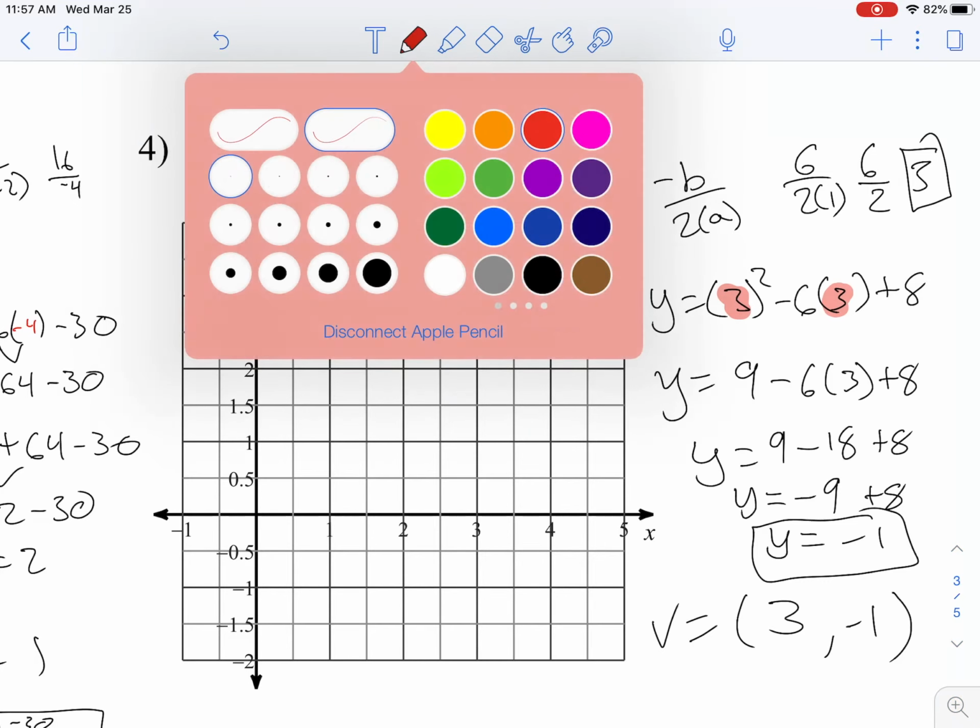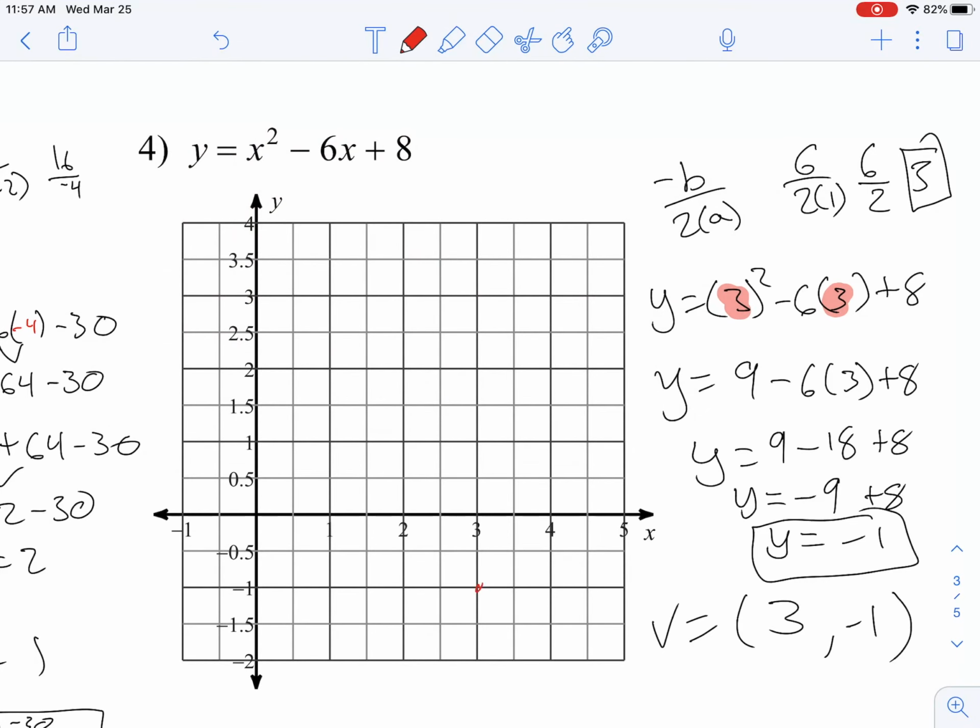I'm going to plot that in red. 3, negative 1. And having that point down there makes sense because this should open up because it's positive. There's my axis of symmetry.